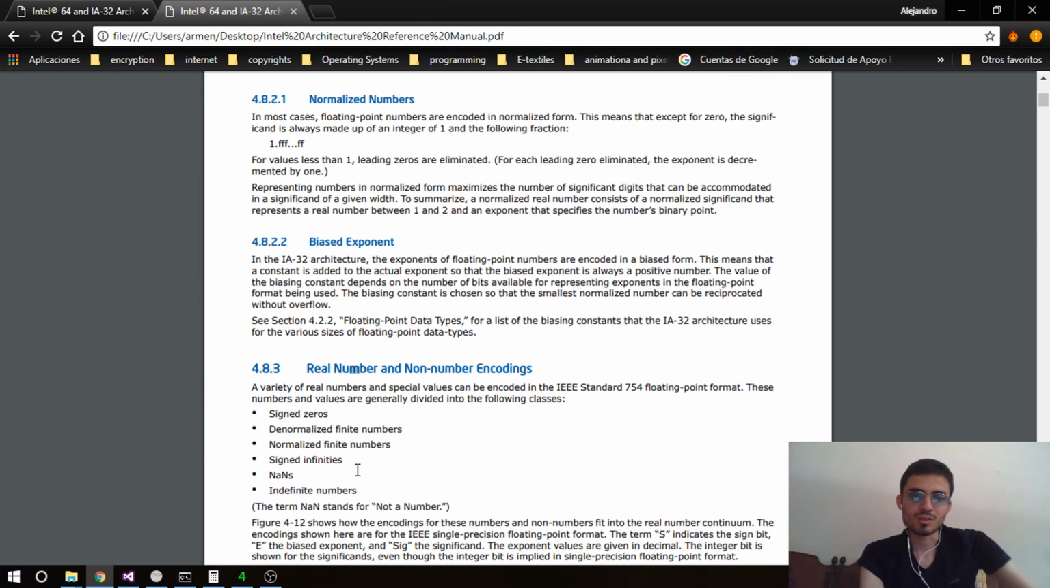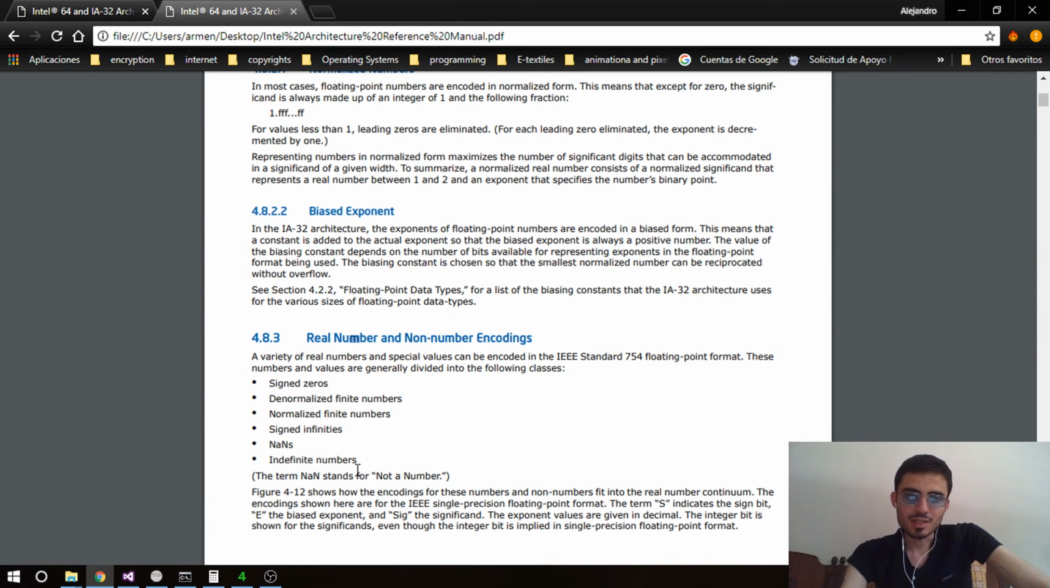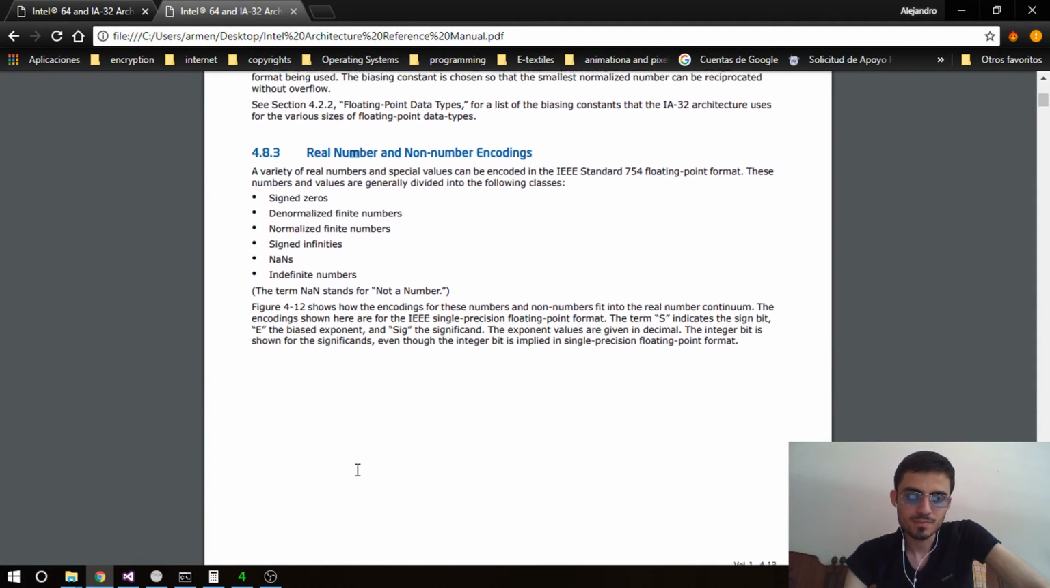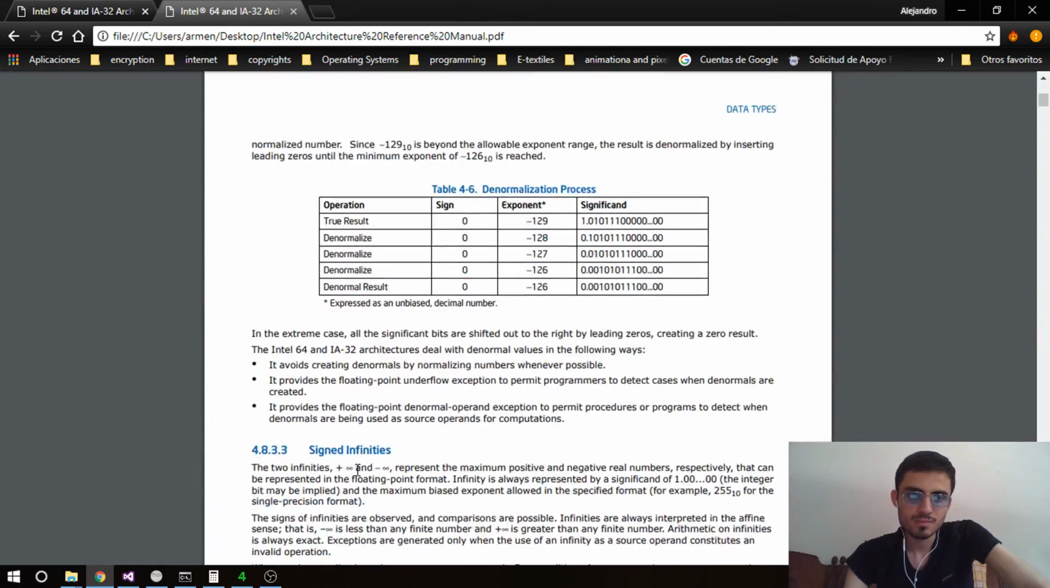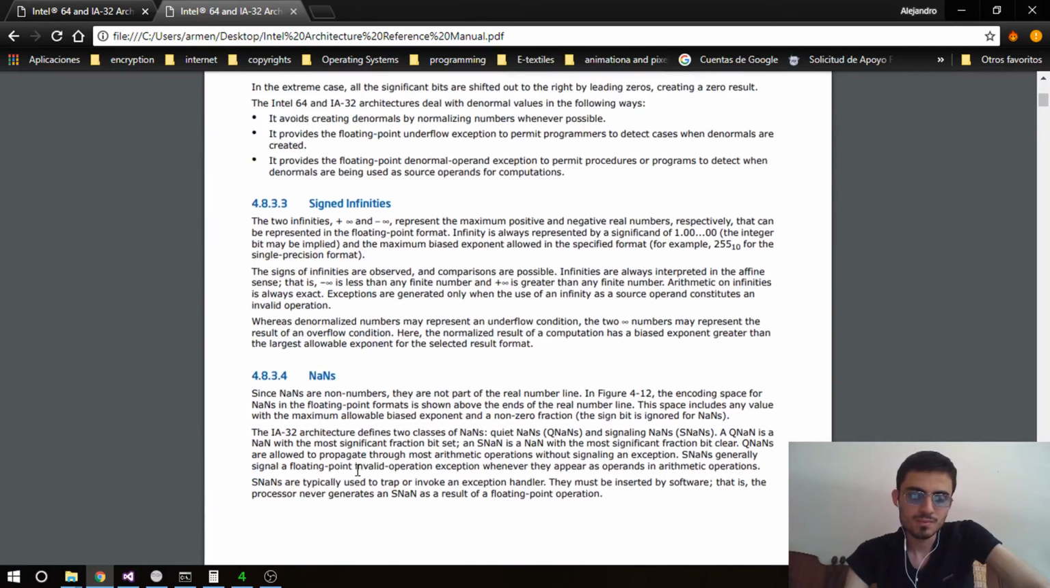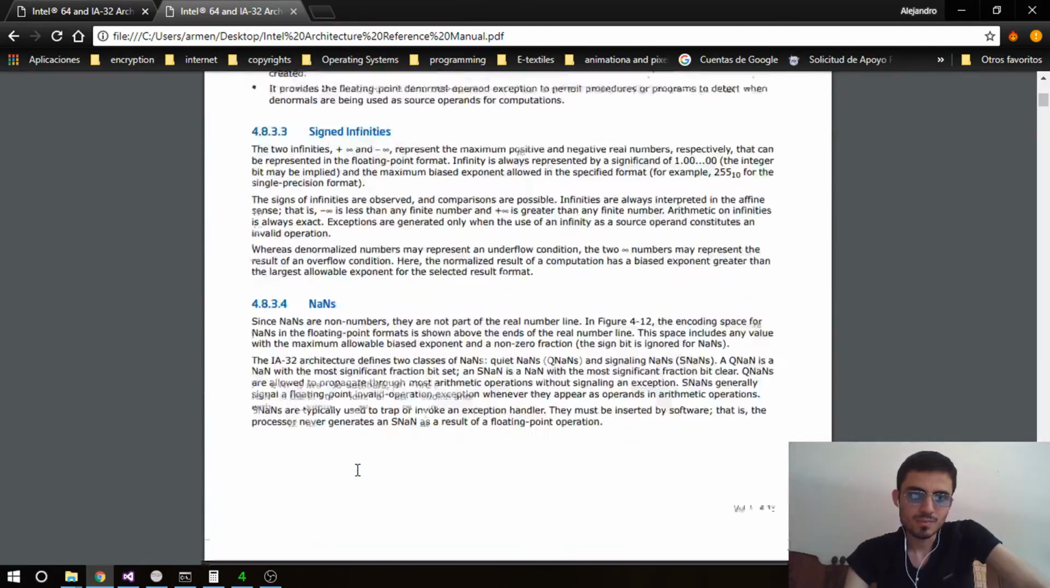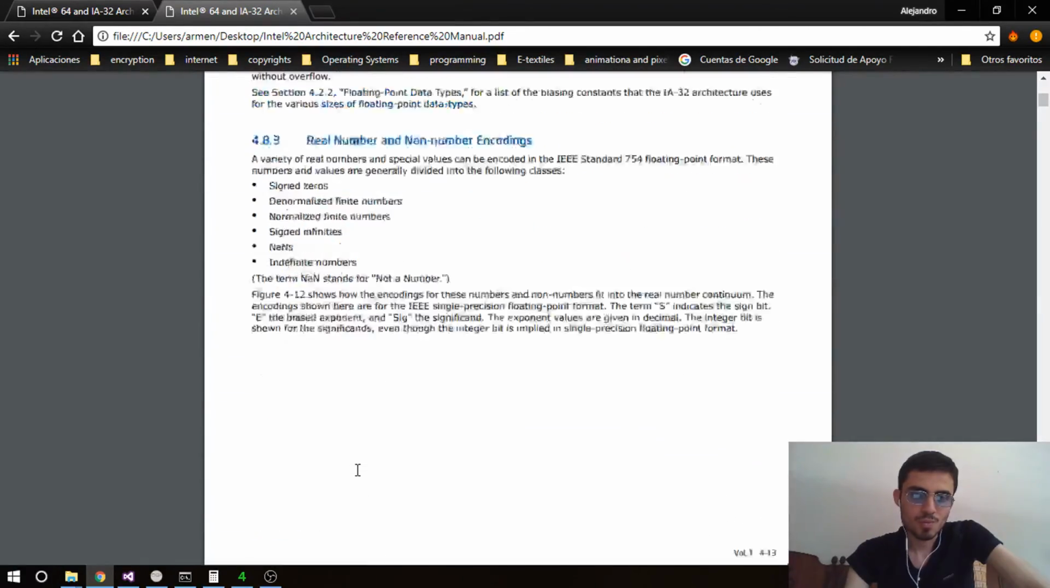Okay, so biased exponents. Good. That was really explanatory. You always get by the half, and you get the half and half of exponent representation.